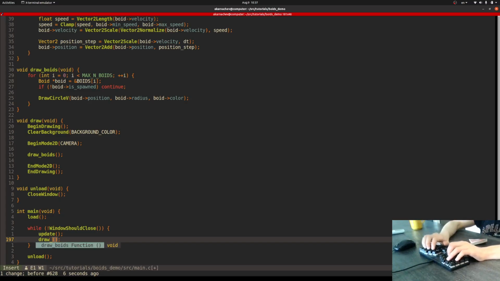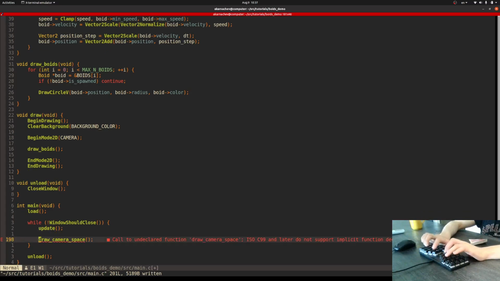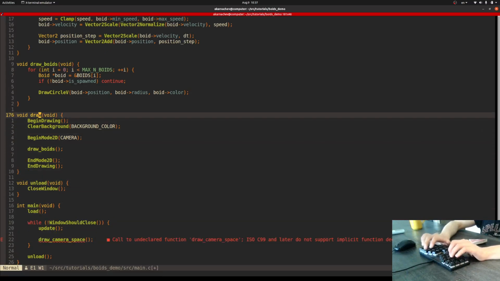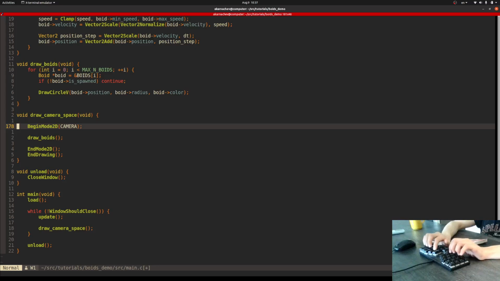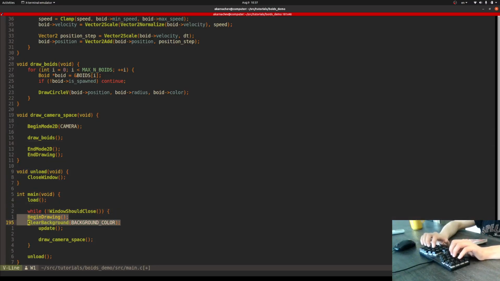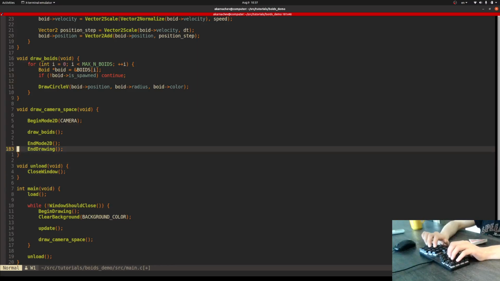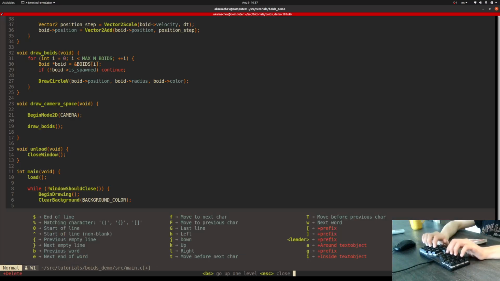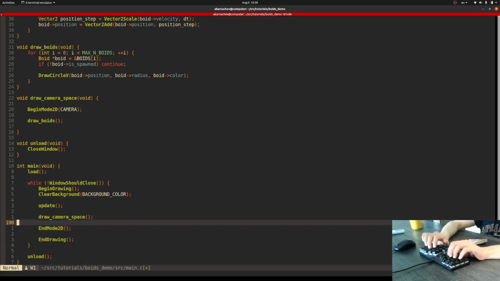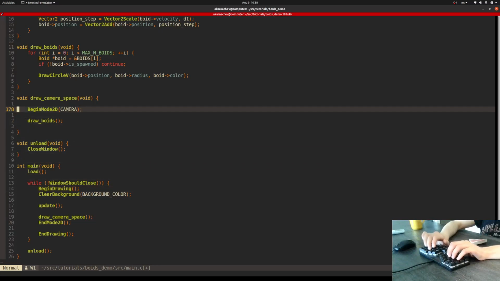Let me rename this function draw camera space. I will name this function draw camera space. Begin drawing this stuff I will put here, and drawing I will put here, and mod 2D I will put here.